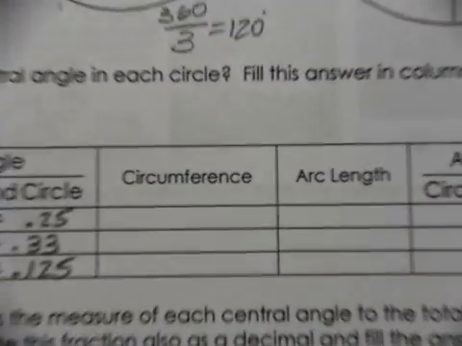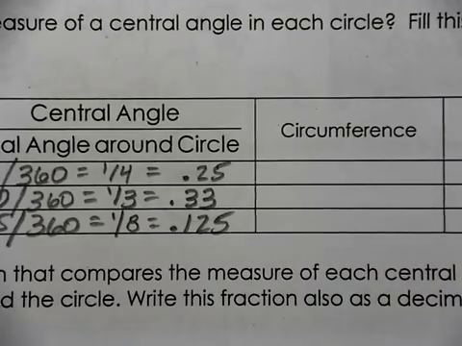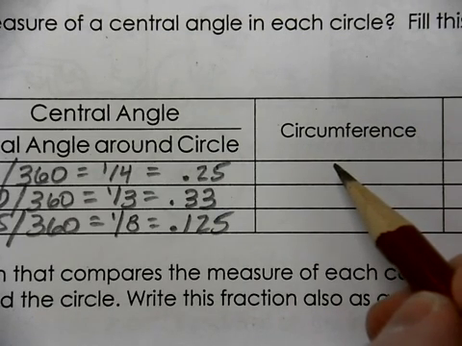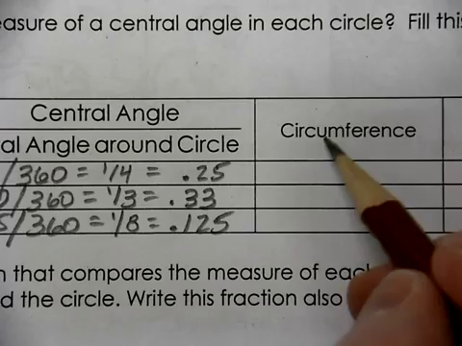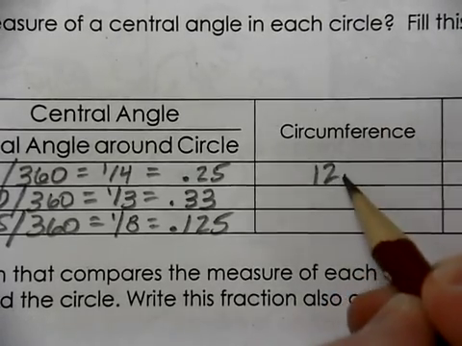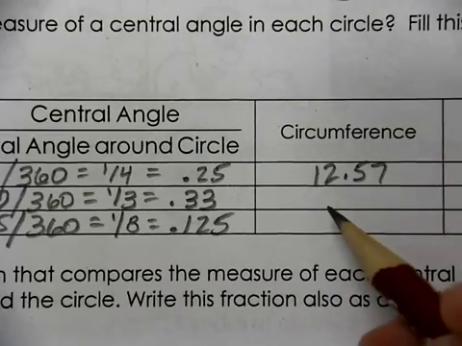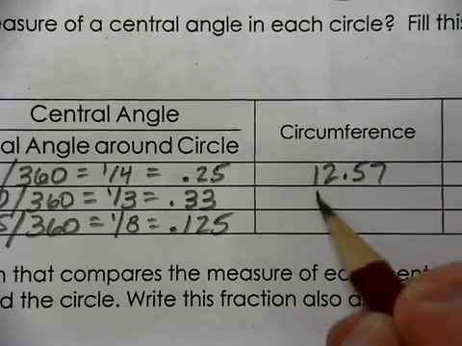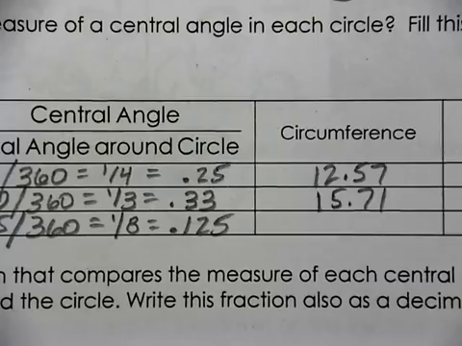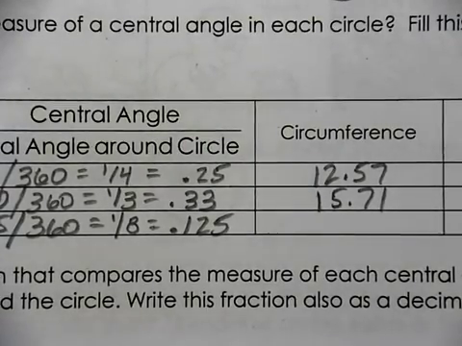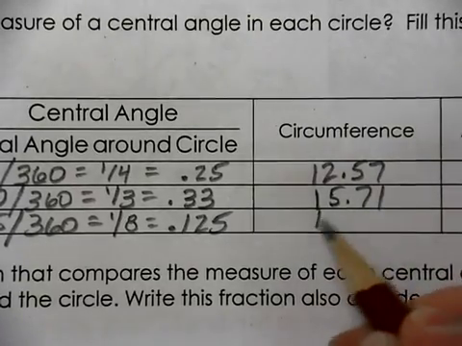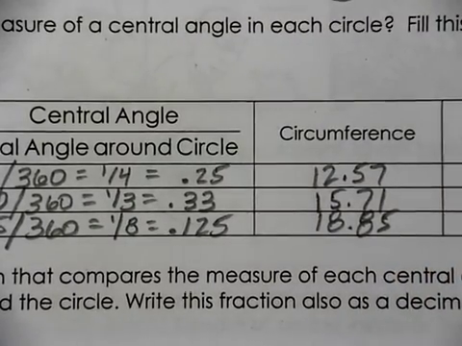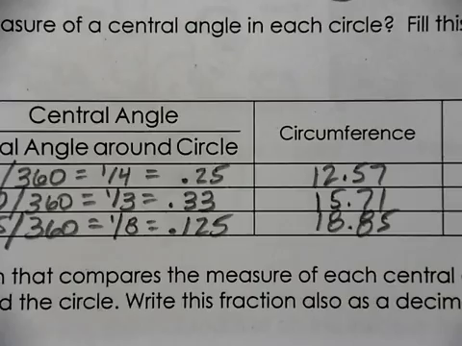So up in our chart, we'll say that the 90-degree angle, which has a diameter of 4, is going to be 12.57. 120 has a diameter of 5, 15.71. And that largest circle, the diameter of 6, when we calculate that to 3.14, we come up with 18.85. So that's what each circumference is.